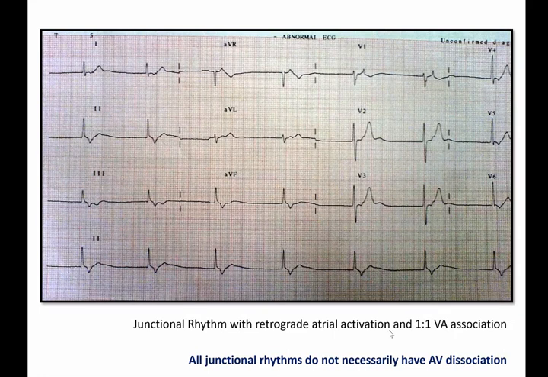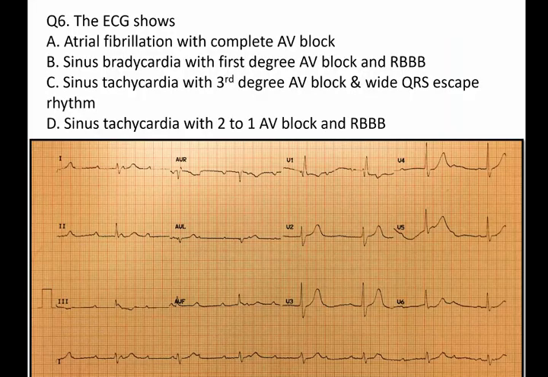So we just saw an example of an accelerated junctional rhythm which had AV dissociation, but here you have junctional rhythm with 1-to-1 VA association. So all junctional rhythms do not necessarily have AV dissociation. Now let's look at another example.